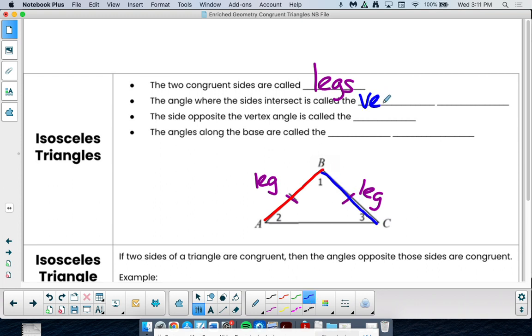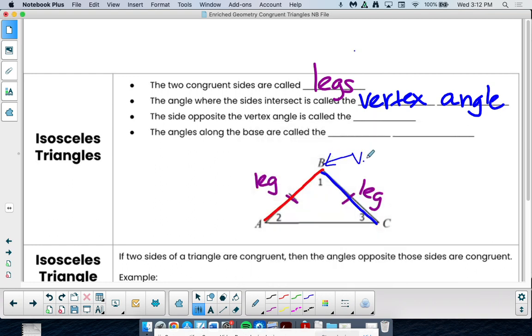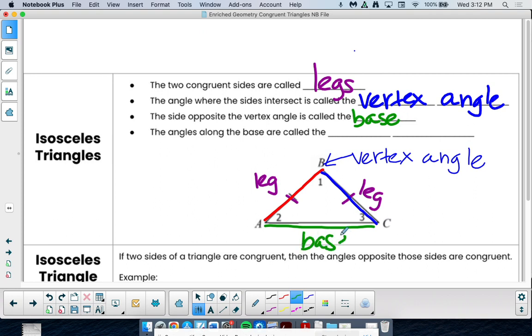That's called our vertex angle. Again, very helpful if you label this on your picture. So angle B is our vertex angle. The side opposite that vertex angle, so our other side that's not a leg, down here, AC, that's called our base. And typically when we draw an isosceles triangle, it looks in the orientation that it's in now, and you can think of the base as the bottom, right? So this green side down here is our base.